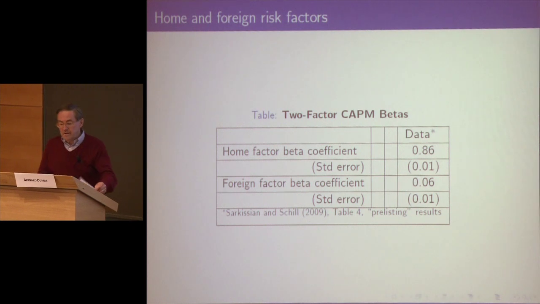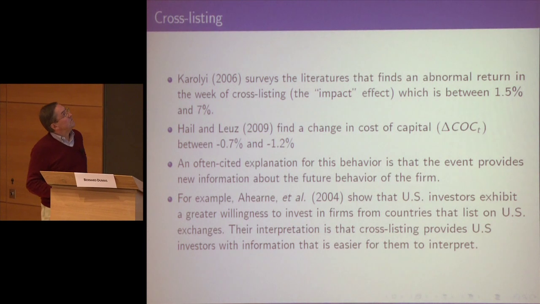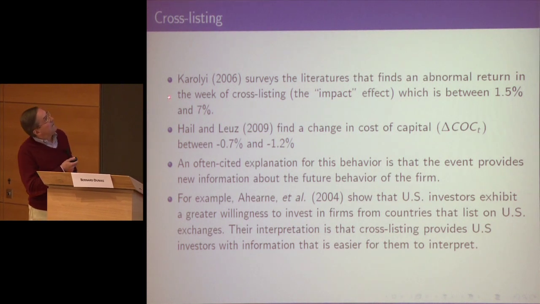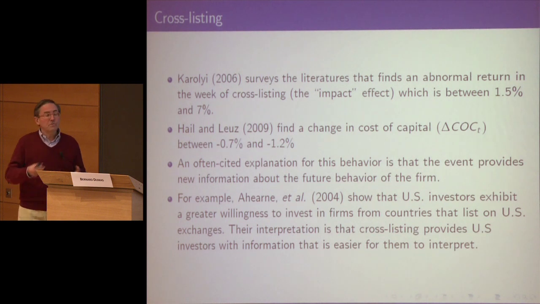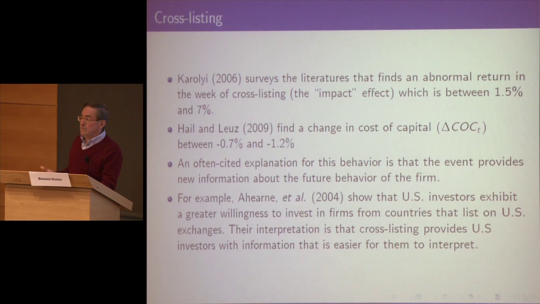And finally, on the cross-listing empirical evidence, Caroli has surveyed the literature on that and finds that most studies show an increase in price of the cross-listing as the impact effect of 1.5 to 7%. And an often cited explanation for this behavior is that the event provides new information or new visibility about the firm.